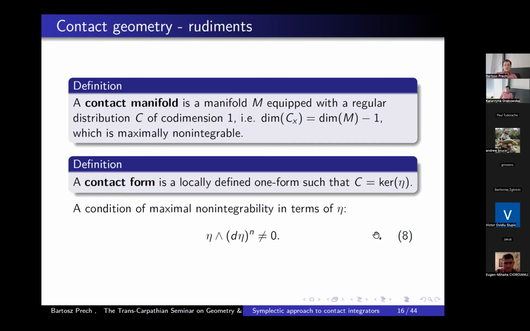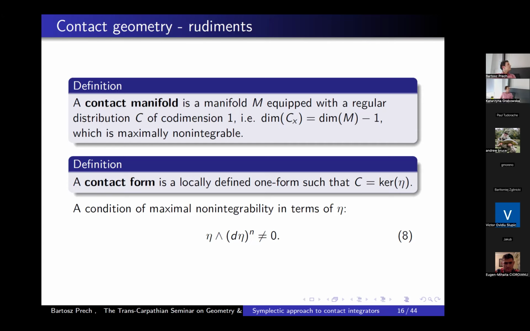This contact form is not unique. It can be multiplied by a non-vanishing function on its domain, and this will still give a good distribution as a kernel. And the condition of maximal non-integrability can be phrased in the language of the contact form: taking eta wedge the d eta n times, assuming that the manifold is of dimension 2n plus 1, we require that to be non-zero.